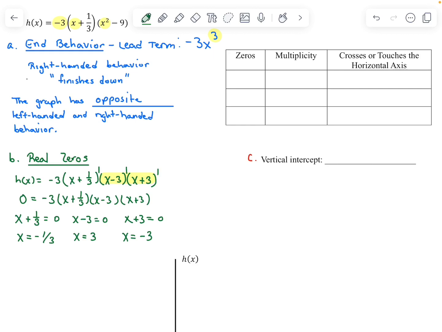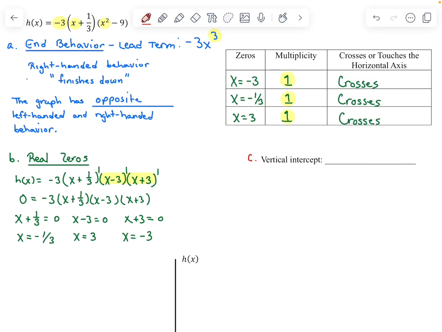So I'm going to go ahead and list the zeros in the chart along with their multiplicities. The multiplicities of each zero is odd, which means that the graph crosses the horizontal axis at each of the zeros.